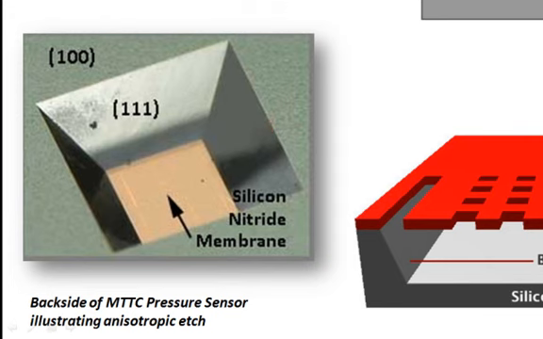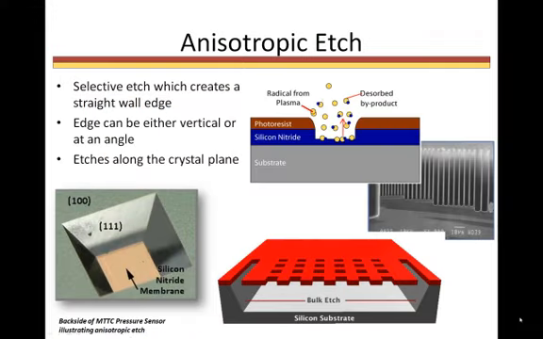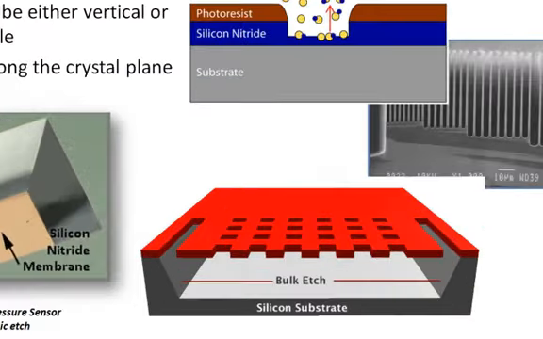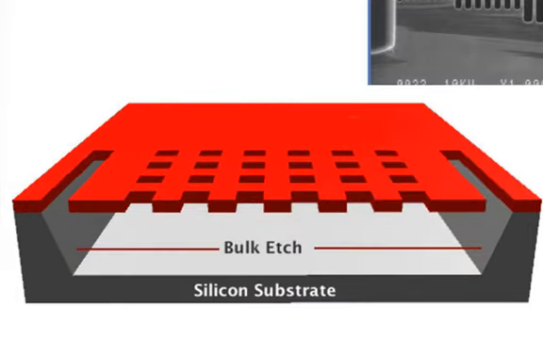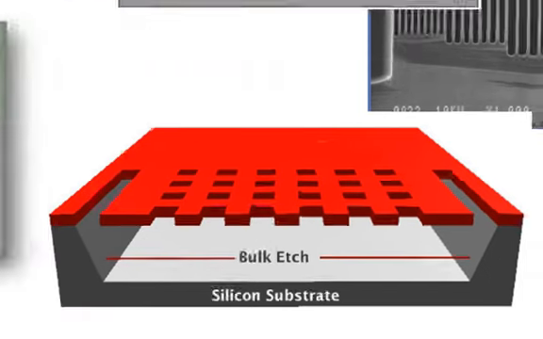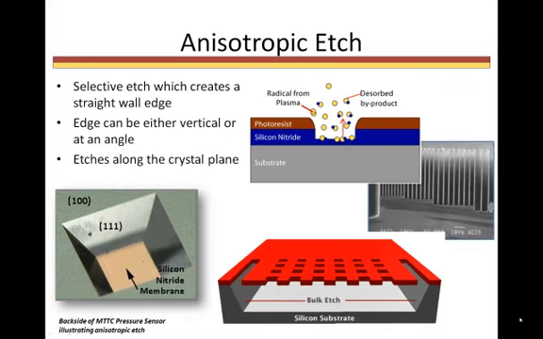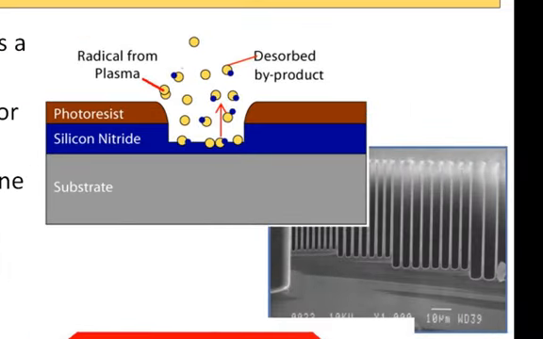This is due to the high selectivity of KOH, which is a liquid etchant, and the crystalline structure of the silicon. This same type of anisotropic wet etch is used to form the cavity underneath this perforated electrode shown here in this graphic. Another type of anisotropic etch is a vertical wall profile like the ones that you see in these two graphics. To achieve such profiles, a dry etch process is required.